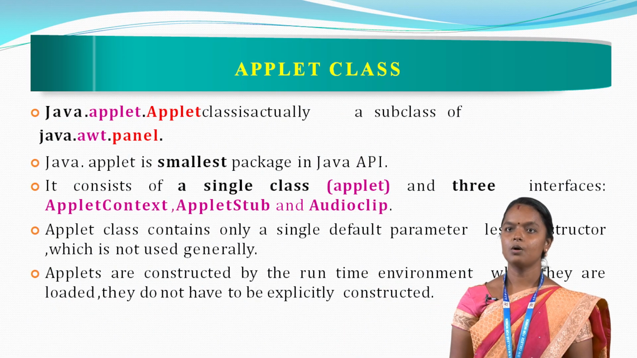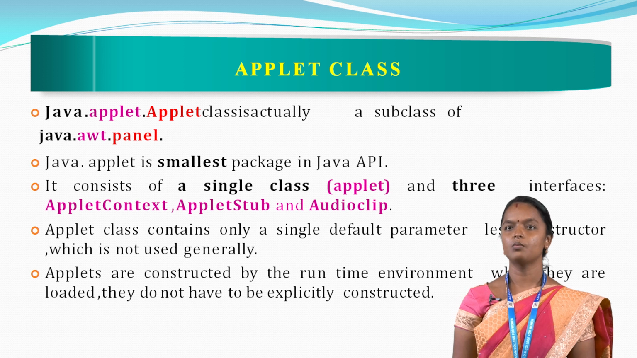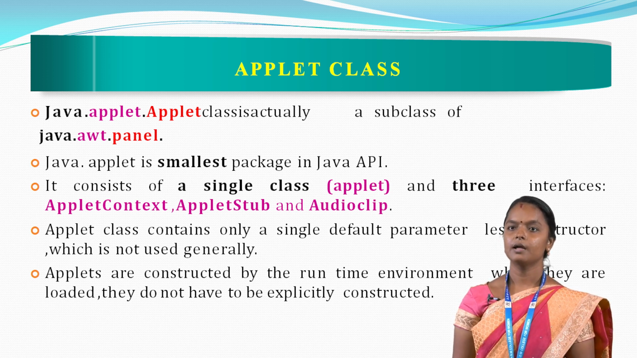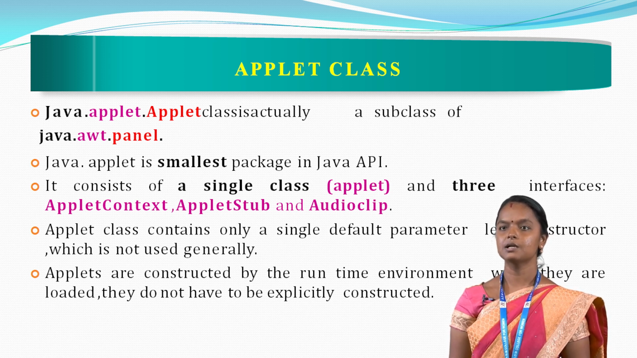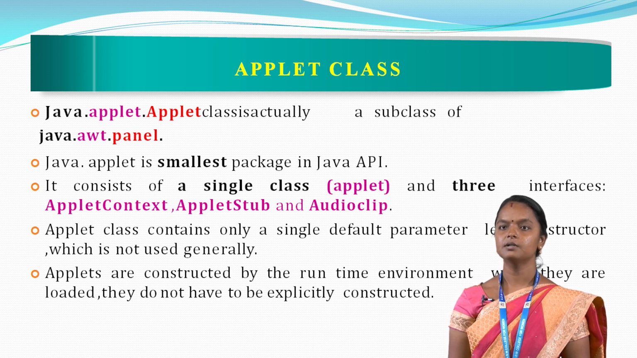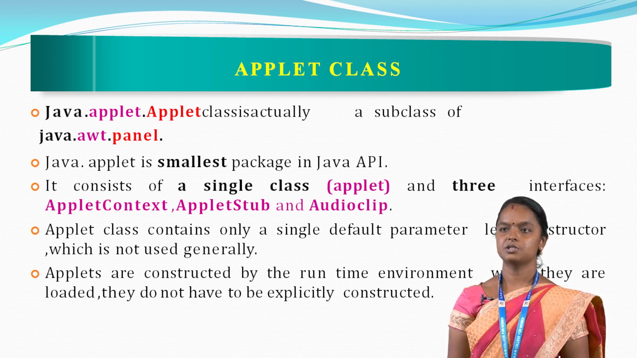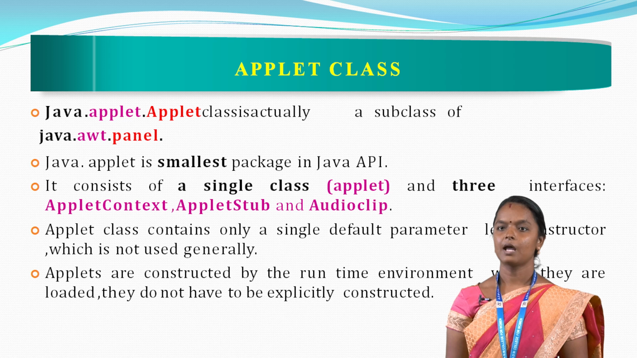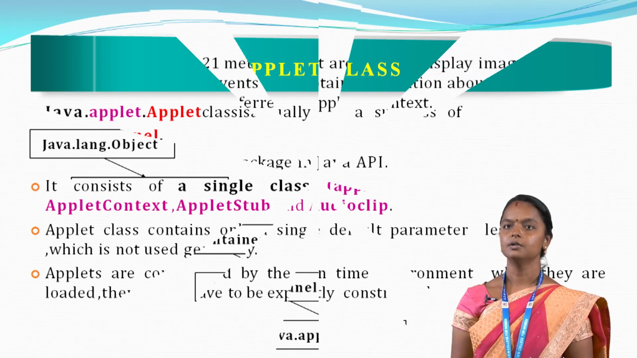Applet class. The java.applet.Applet class is actually a subclass of the Java AWT Panel. Java applet is the smallest package in the Java API. It consists of a single class, Applet, and three interfaces: AppletContext, AppletStub and AudioClip. The Applet class contains only a single default parameterless constructor, which is not used generally. Applets are constructed by the runtime environment. When they are loaded, they do not have to be explicitly constructed.